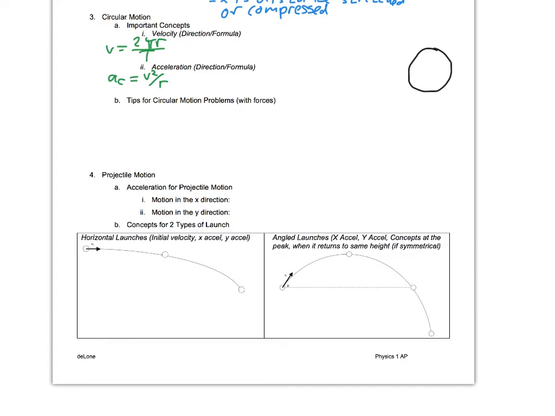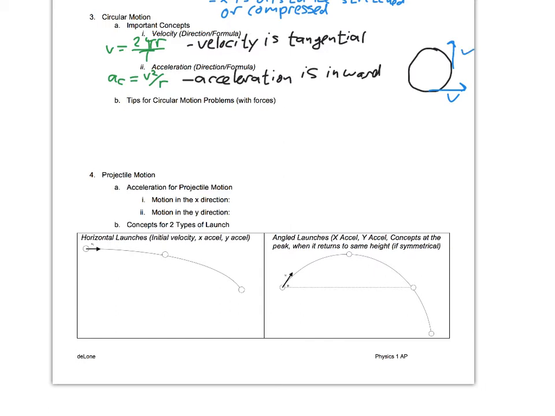We also want to think about the direction. Whenever we have an object moving in a circle, our velocity is always going to be tangent to the circle. If we're moving counterclockwise here, our velocity at any given point would be a tangent line to that circle, and the acceleration always points inwards towards the center of the circle, and that's actually what centripetal means, center seeking.